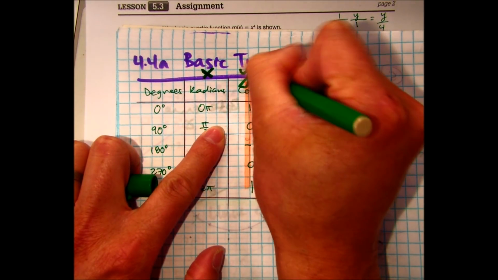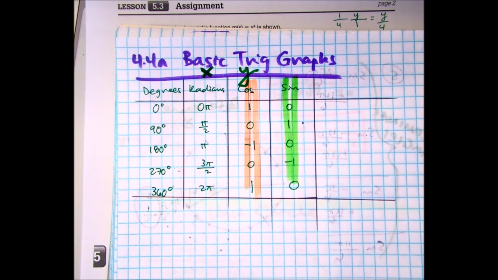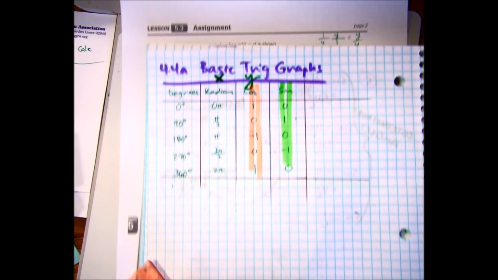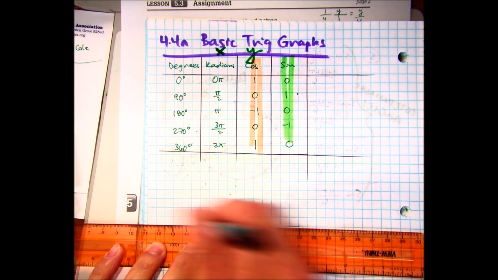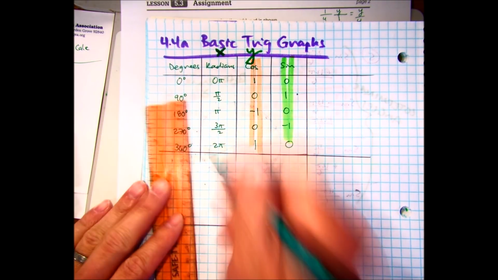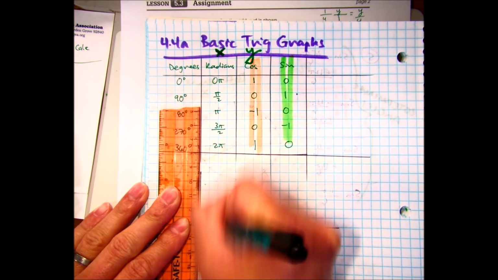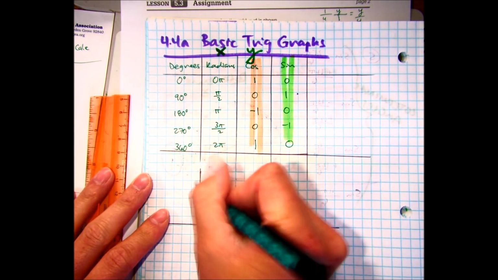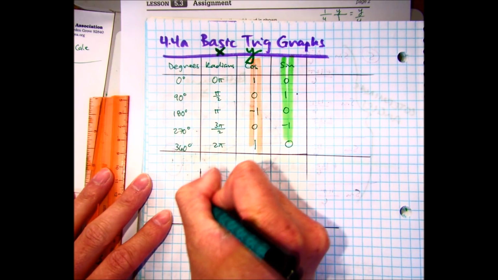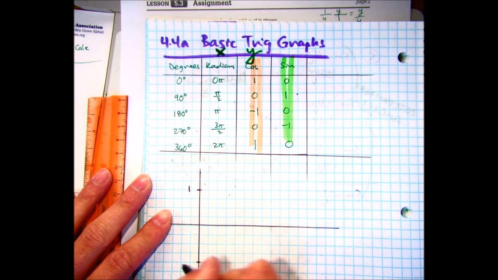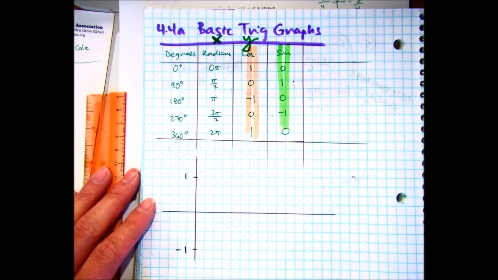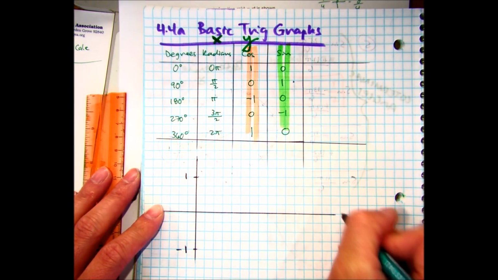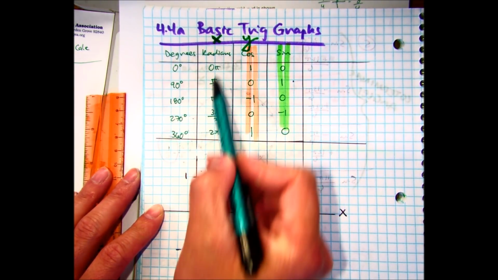So I'm going to show you guys how to graph a trig function. Alright, so what I'm going to do here, let's graph a little big. So if you have graph paper, great. If you don't, it's okay. And then I'm going to put this on the x-axis. So here I have radians.